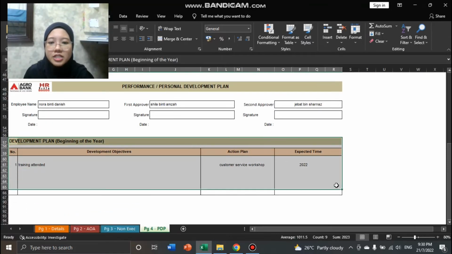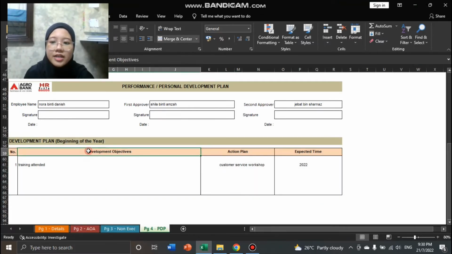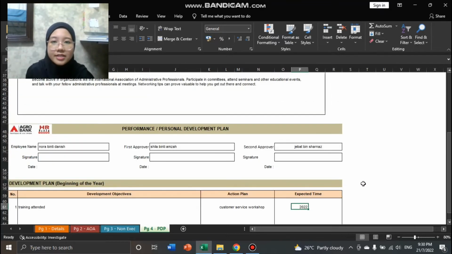For this section, it is the development plan at the beginning of the year. The development objective is to attend a training. The action plan is that the staff have to attend a customer service workshop. The expected time is 2022. Alright, that's all from me.